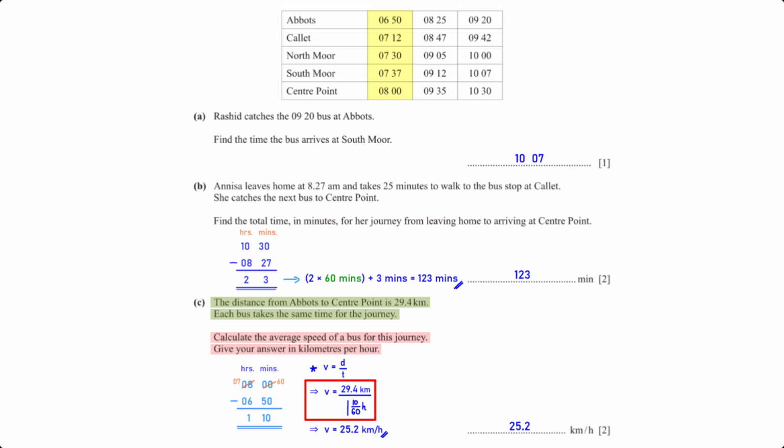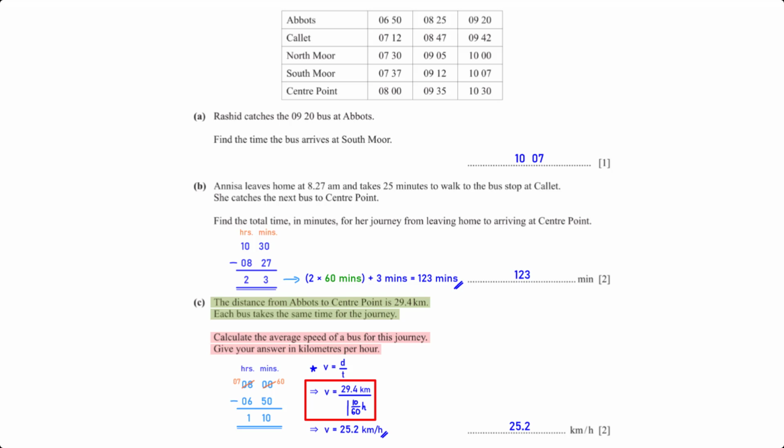So to get the time duration of the first bus from Abbots to Center Point, we subtract 6:50 from 8 o'clock. Under the minutes column, we can't subtract 50 from 0, so we get 1 hour from the hour column, which becomes 60 minutes under the minutes column. So 60 minus 50 is 10. Under the hour column, 7 minus 6 is 1, so we know the time duration is 1 hour 10 minutes.